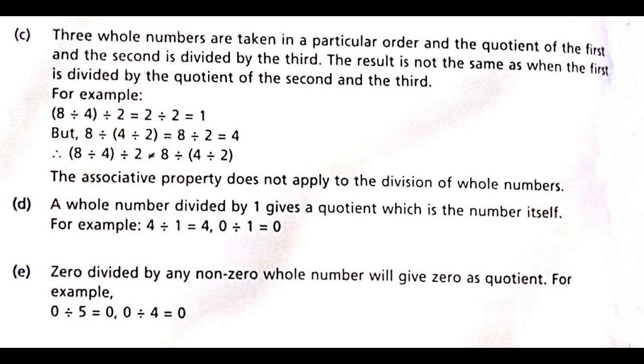D: A whole number divided by 1 gives a quotient which is the number itself. For example, 4 divided by 1 is equal to 4 and 0 divided by 1 is equal to 0. 0 divided by any non-zero whole number will give 0 as the quotient. For example, 0 divided by 4 is equal to 0. That is all. The properties of natural and whole numbers are covered.